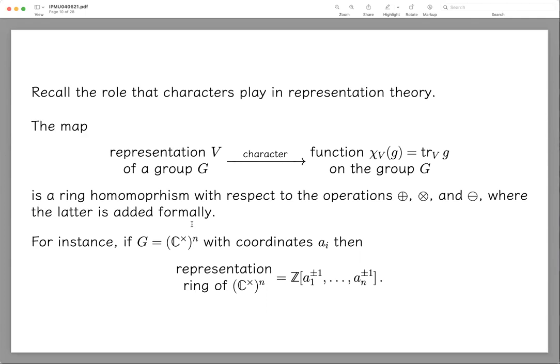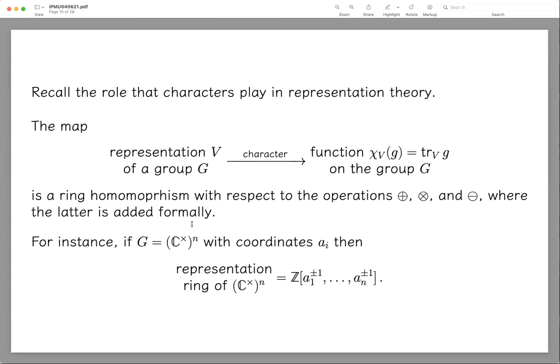That's a very basic construction. And it is a ring homomorphism with respect to the operations. When you do representations, you can take a direct sum, you can take the tensor product, you can define the ring of virtual representations when you consider the direct difference, you introduce formally the operation of direct difference. And so this map from this representation ring, or ring of virtual representations, the character, is a homomorphism from there to functions on the group.